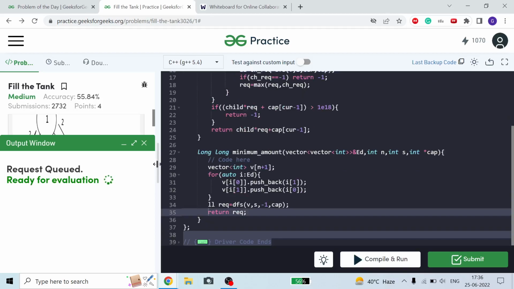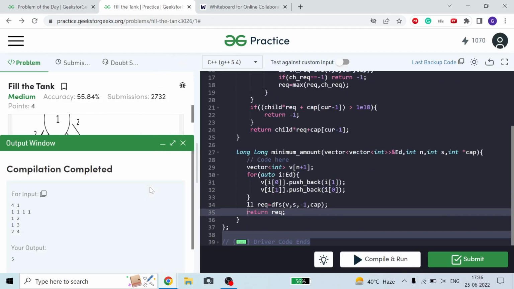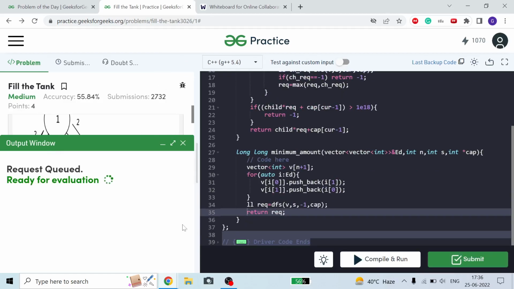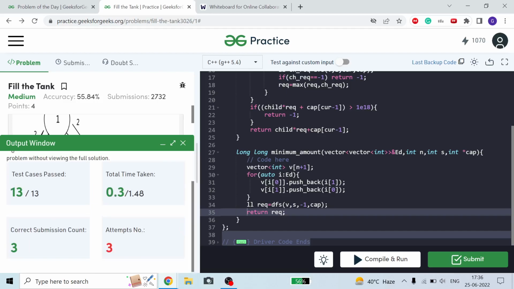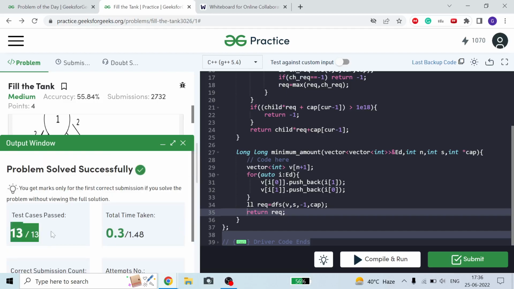Okay guys, this is the code, something bottom up, not so complex, but the question statement is very boring and dreadful, you can say. Okay guys, so you can see all the 13 test cases pass. I hope you all understand the approach. The time complexity is O(N) and the space complexity is O(N) for this approach.